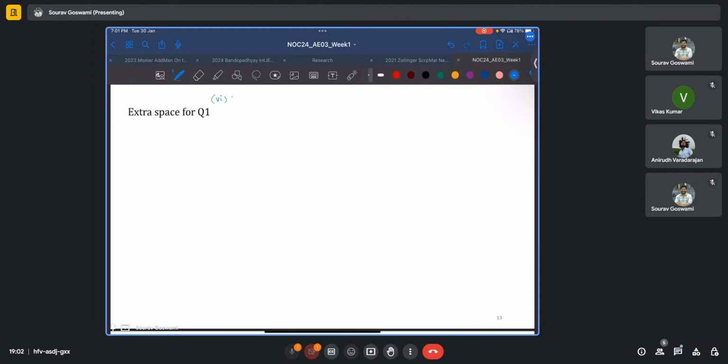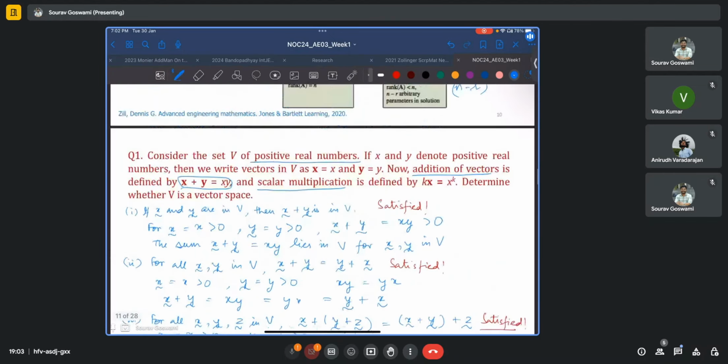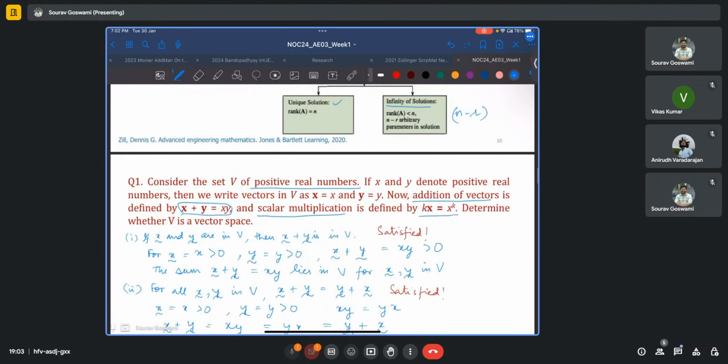The sixth axiom says that for any scalar k, if the vector x is in V, then the scalar product k times x should also be in V. So let's check if this is satisfied. Remember that we have defined scalar multiplication like this: k times any vector x shall equal the positive real number x raised to the power k.